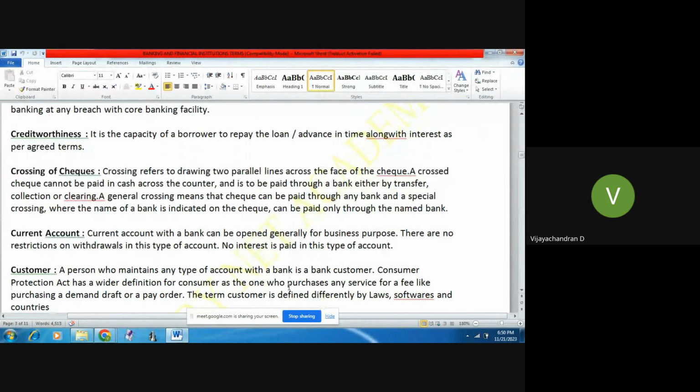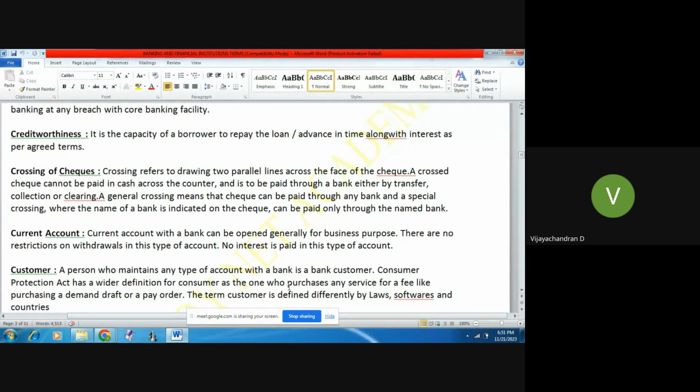Then crossing of cheque. What is crossing of cheque? If you are receiving the money of the cheque through the cash counter, that is an open cheque, with no crossing. Crossing of cheque means you can get the money only through your account. The cheque amount will be transferred to your account, and only then will the money be withdrawn. You can't get the money from the open counter, the cash counter.